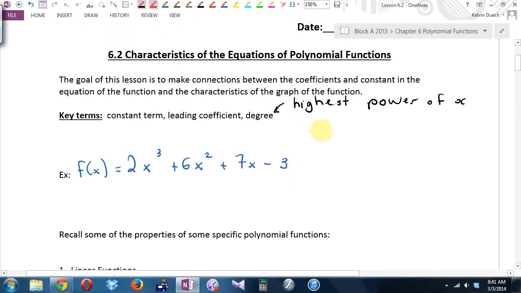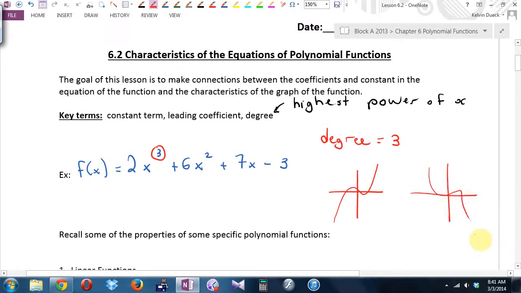First thing that I would like to identify is what's the degree of this polynomial function? 3. Why? Right there. That tells you, without graphing, that the graph either looks like this or looks like that. In fact, I can even tell you more specifically, I know it looks like this. Now, why do I know it looks like that?